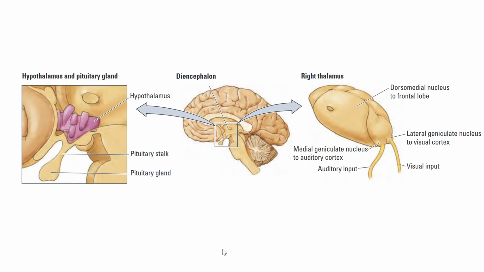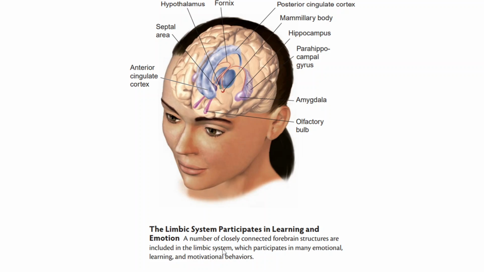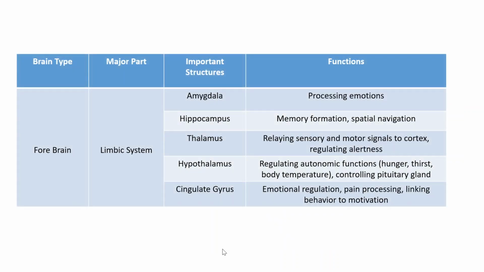So, what do we have here? We have the hypothalamus, which contains the pituitary gland, and then we have the thalamus, which integrates information of sounds and vision that you get from your ears and eyes. Then we have the limbic system, and the limbic system contains the following parts. So what are the parts of the limbic system? Obviously, we labeled them through the diagram.